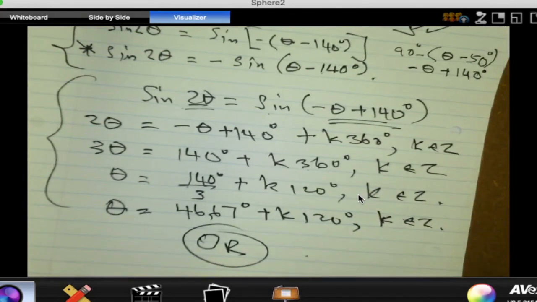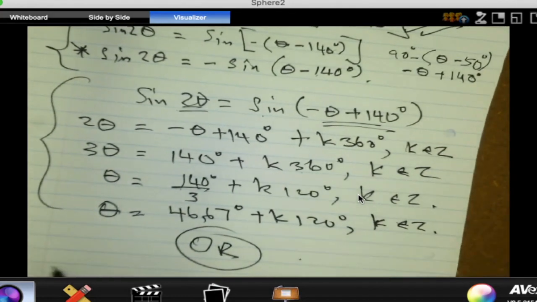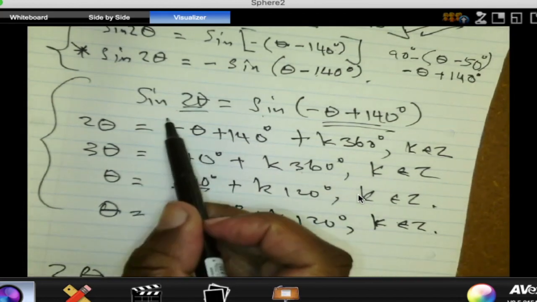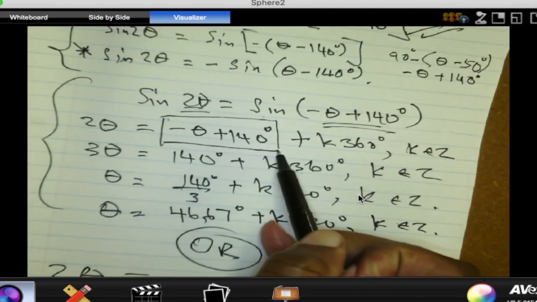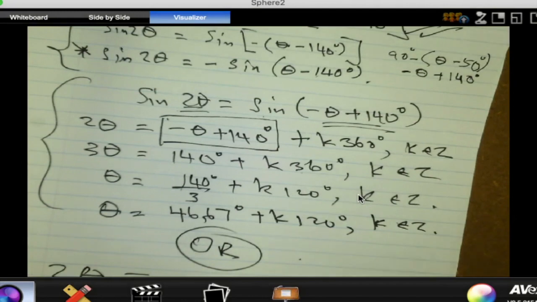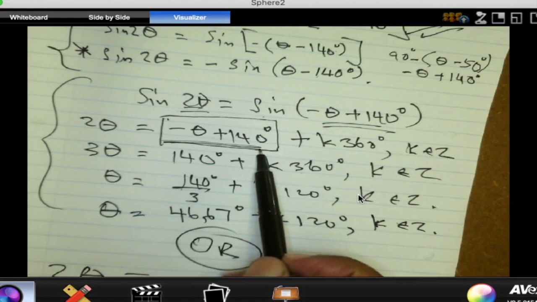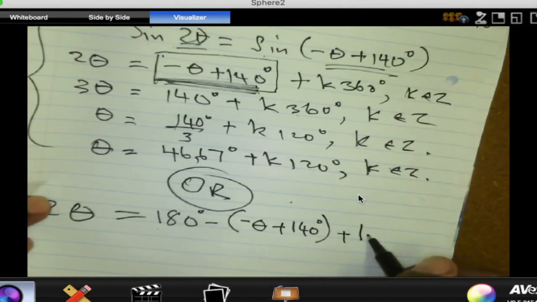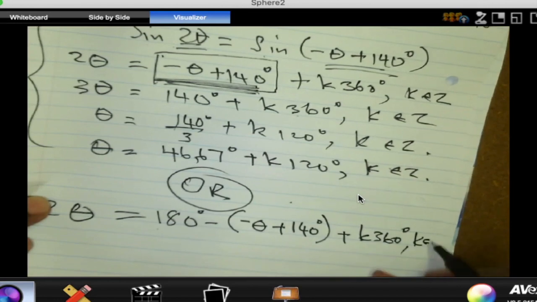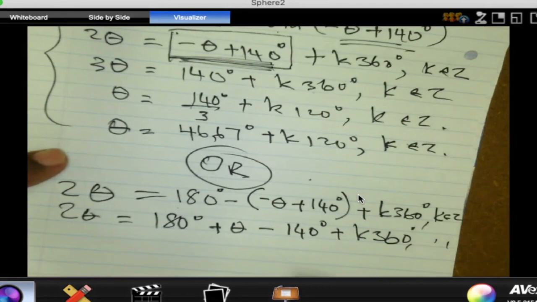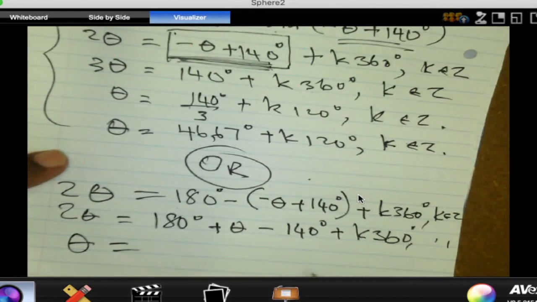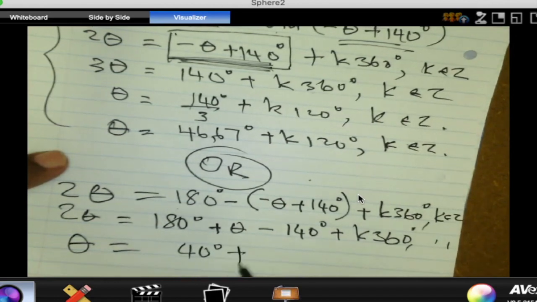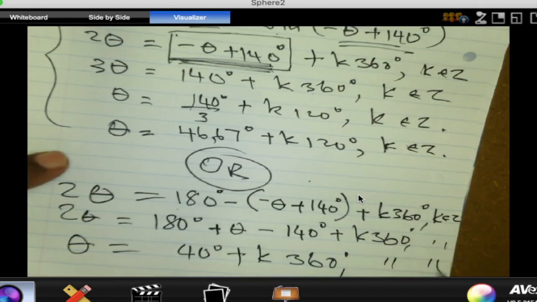If you remember what we said last time for sine, there should be another value for 2 theta. 2 theta was equal to that thing there. That is an angle. If it's sine, do you remember that the other angle should be 180 subtract the one angle that you have? So if this is one of the angles, then the other one should be 180 degrees subtract that whole thing there, obviously plus k 360 degrees, where k is an integer. Then simplify. I think if you simplify that, you should get theta is equal to 40 degrees plus k 360, where k is an integer.